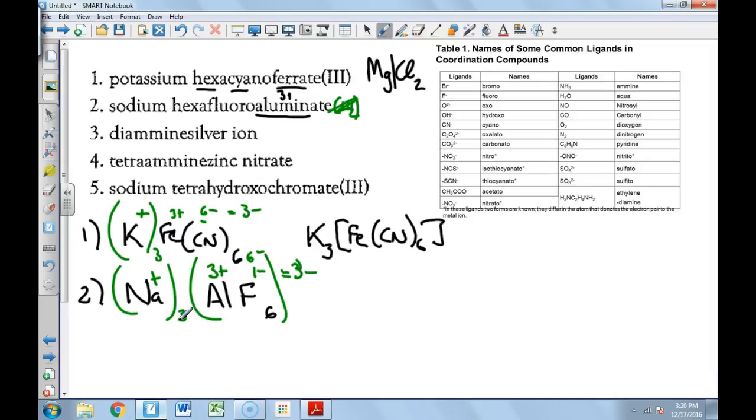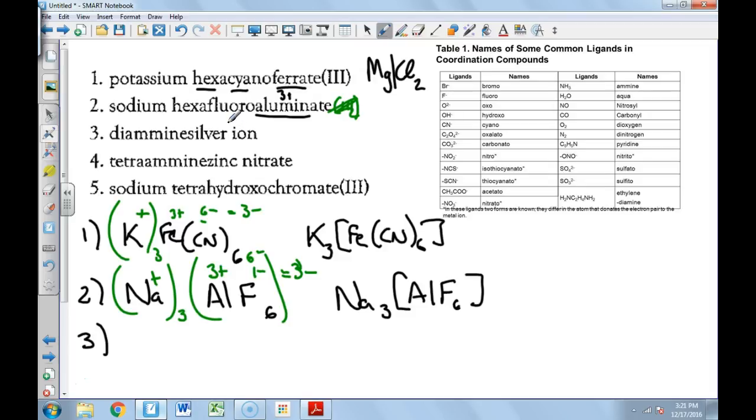So how do I get those to cancel out? I'm going to put 3 sodiums there. So this is going to be Na3, because there's 3. And then we put a bracket, Al, no, parenthesis, F6, end bracket. Okay? Okay, so number 3.